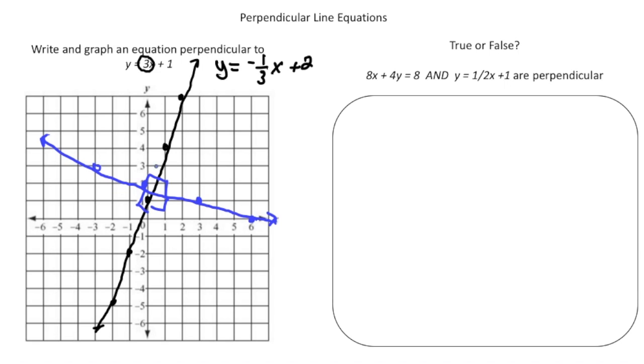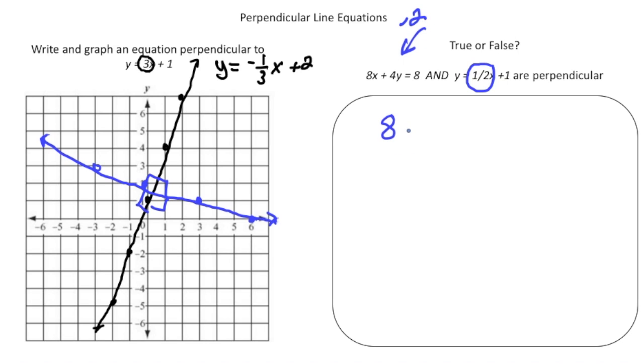Last but not least, let's look at this problem. It says true or false: 8x + 4y = 8 and y = 1/2 x + 1 are perpendicular. Again, we need to focus on the slope. This slope is 1/2. So we know that the slope of this other equation has to be -2 for it to be perpendicular.